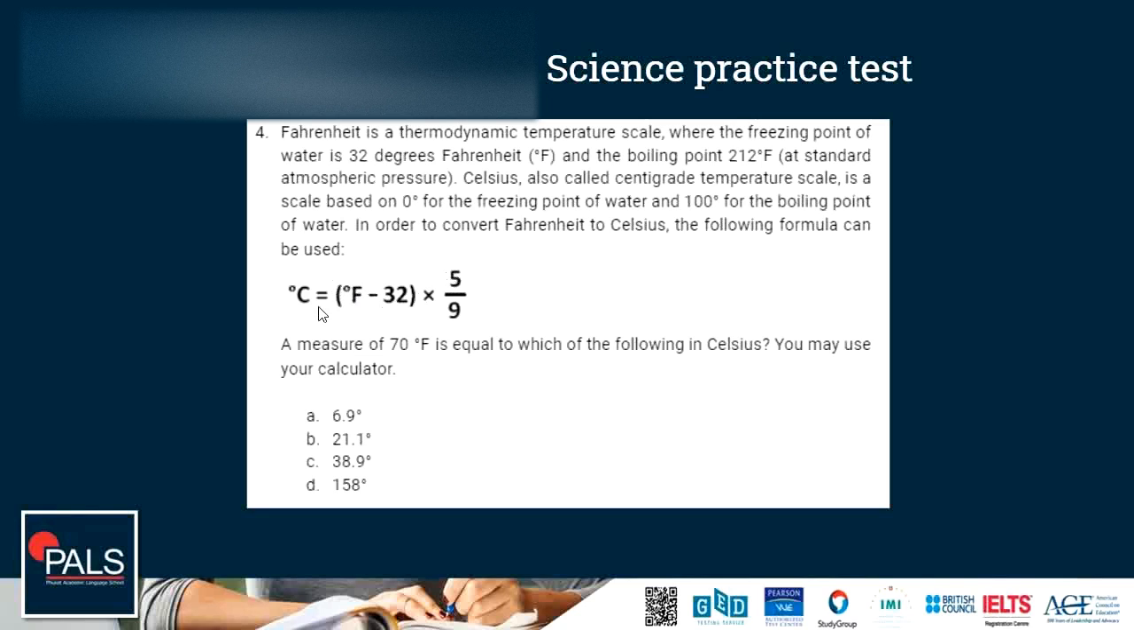And times 5/9. So 38 times 5 is basically, if we times it by 10, we get 380, and half of that is 190. And 190 divided by 9, 180 divided by 9 is 20. We're left with 10. 10 divided by 9 is 1 point something, and we have here 21.1. That's the only answer that makes sense here.